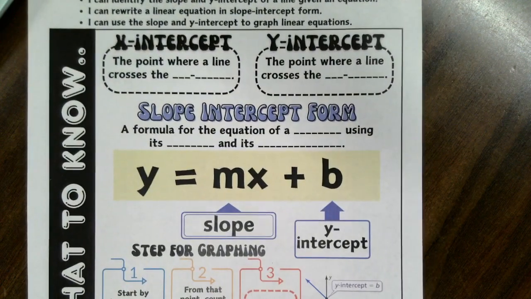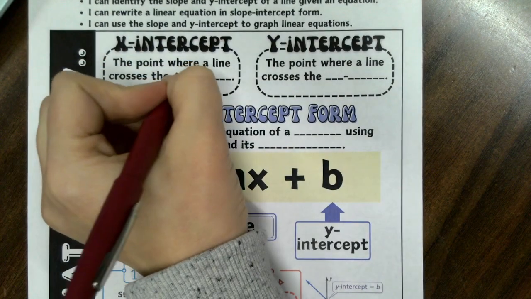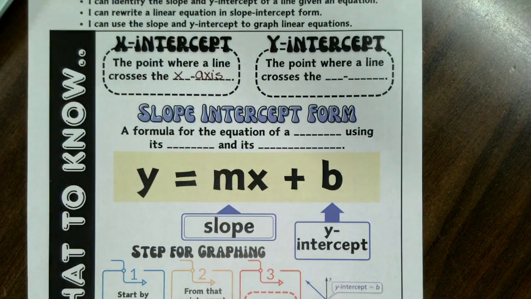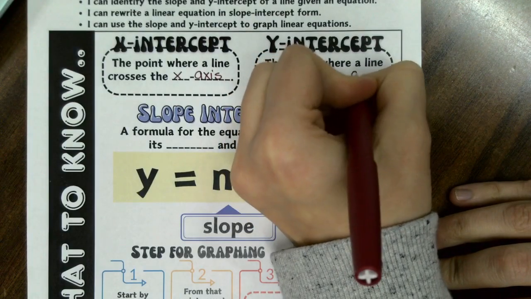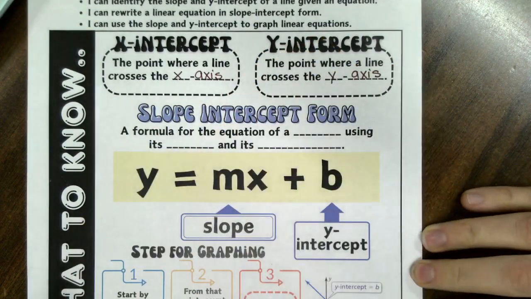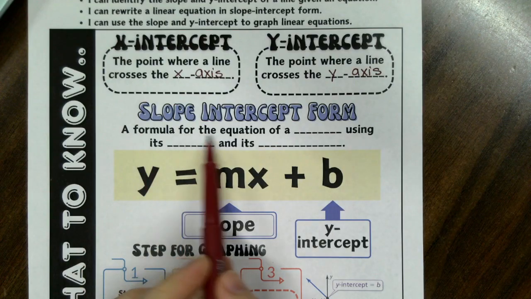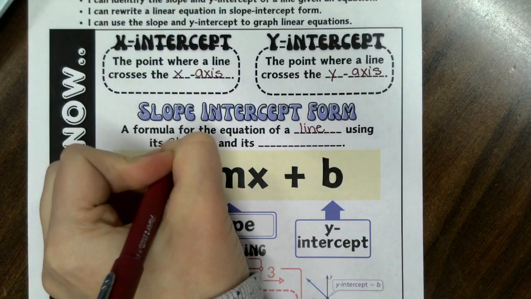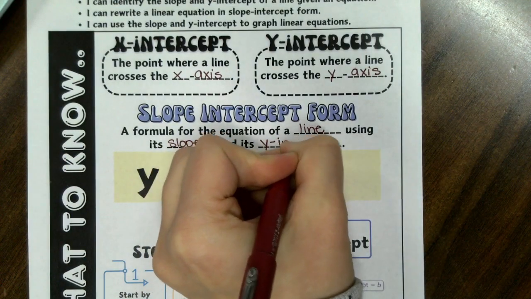So here's some things that you need to know. Your x-intercept is the point where a line crosses the x-axis. And your y-intercept is the point where the line crosses the y-axis. Okay? So slope-intercept form is a formula for the equation of a line using its slope and its y-intercept.